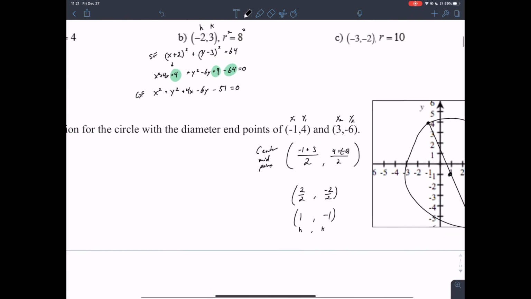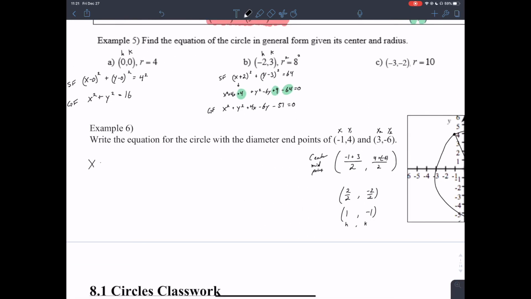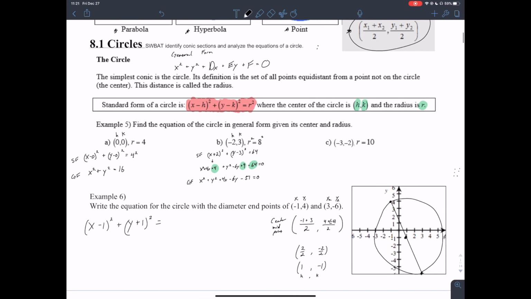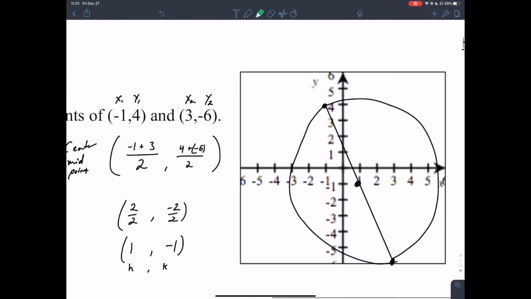Now let's start building what we got. So we have x minus 1 squared plus y plus 1 squared. Now, we need r. And for r, we need the distance from the point to the center. So here we need the distance formula. Instead of using x1, y1 and x2, y2 as before, I want the distance from the center to the edge. So let's make our life easier and just use this center and one of these points right there. If I figure out that distance, I have just figured out r.